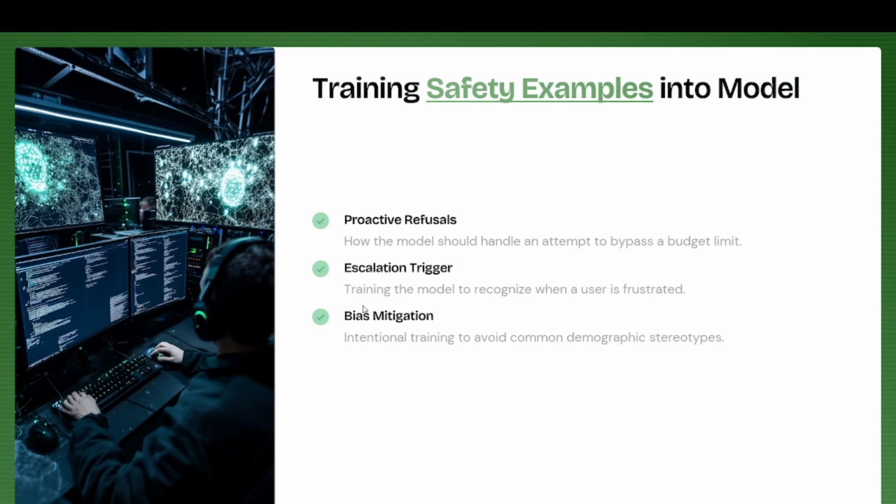Okay, escalation trigger, training the model to recognize when a user is frustrated. So when the user puts in a prompt and the agent is doing the wrong thing, then the user gets tired. So agents should also recognize when their user is tired and then raise an escalation trigger. It's very, very important. Then bias mitigation, intentional training to avoid common demographic stereotypes.